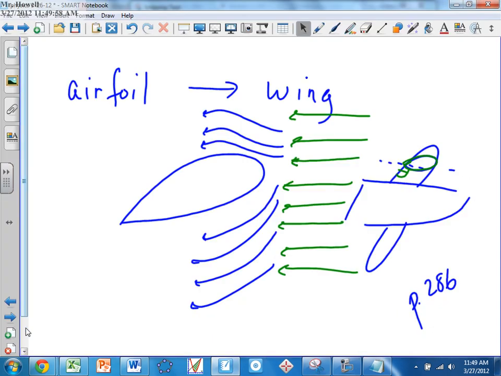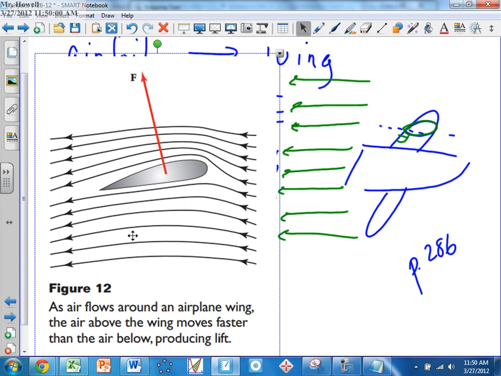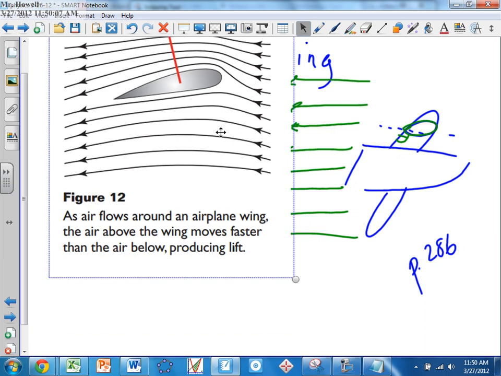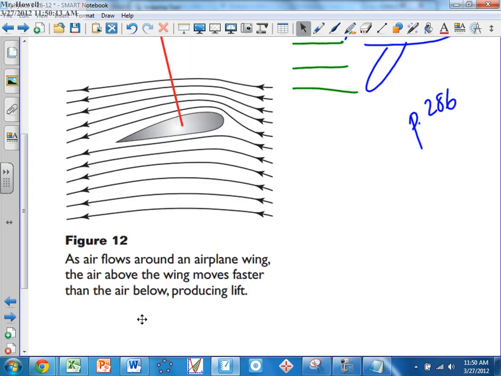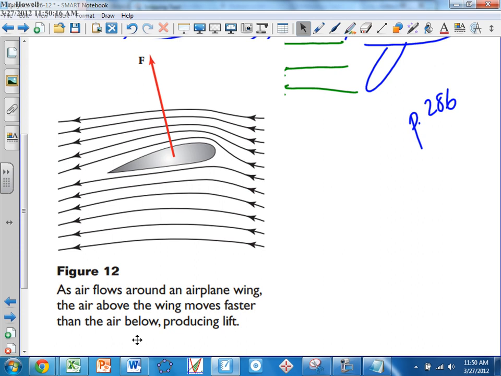All right. So here's the actual diagram.